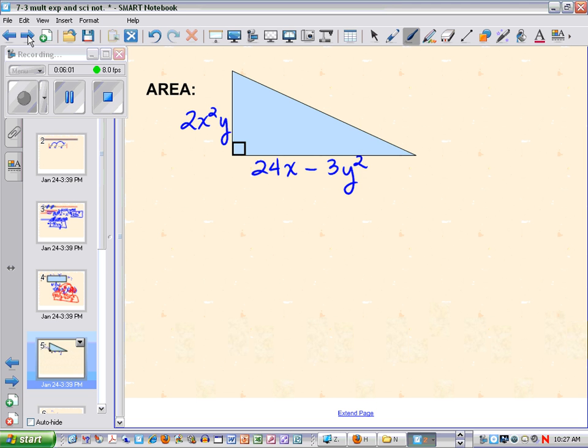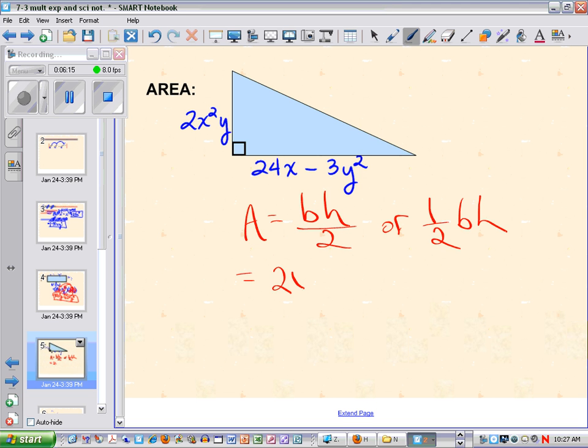Okay, let's find the area of this triangle. We know that area equals base times height divided by 2, or 1/2 base times height. Same thing. So we've got 2x squared y times 24x minus 3y squared.